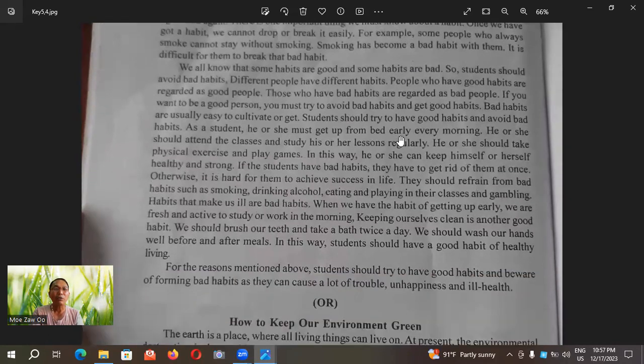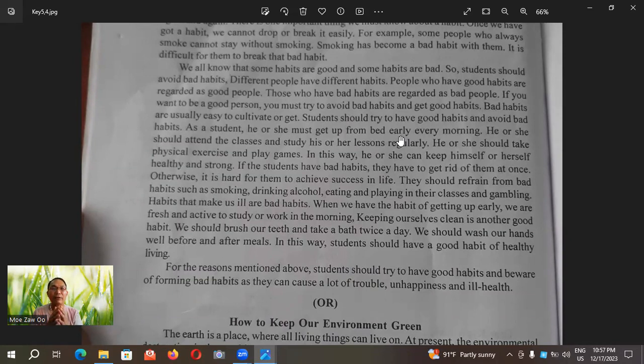We all know that some habits are good, and some habits are bad. So, students should avoid bad habits. Different people have different habits.